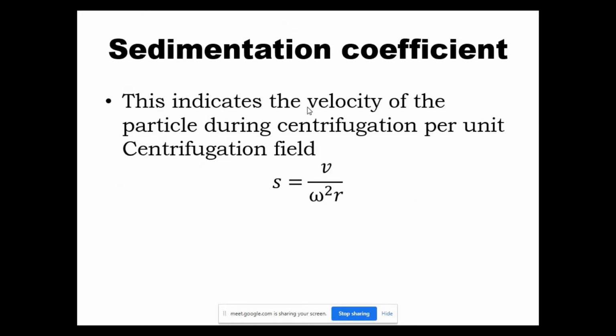So we have already mentioned the sedimentation coefficient. If you are studying molecular biology, you must have come across 16S rRNA, 18S rRNA, 23S rRNA. What does this S indicate? S indicates the sedimentation coefficient. S is also called Svedberg's constant, given in honor of the scientist who gave this term.